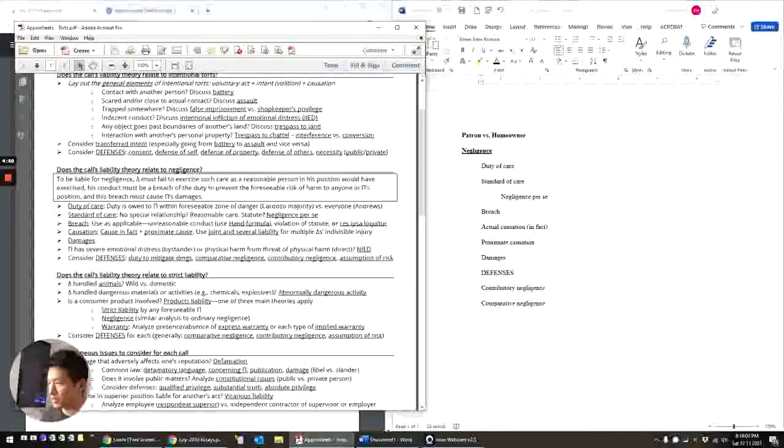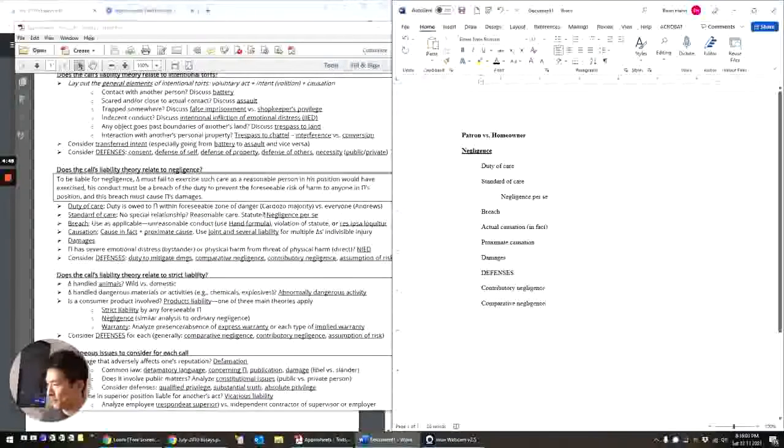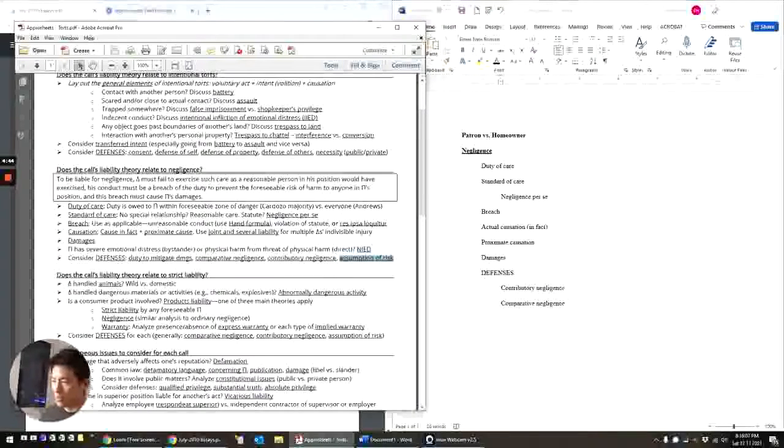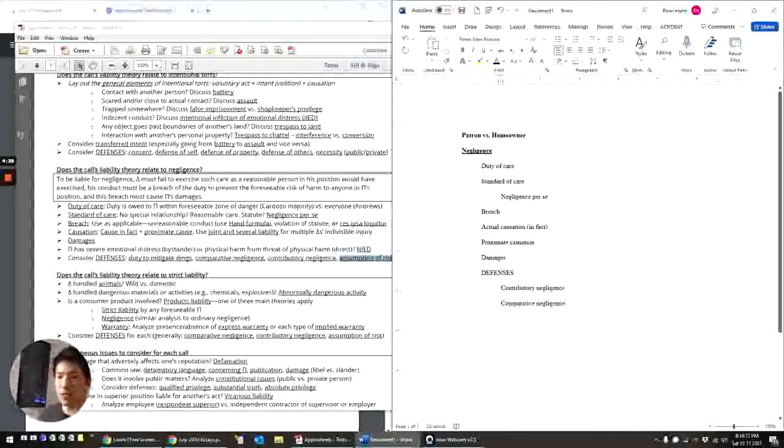So comparative negligence and contributory negligence, these could be flagged. Assumption of risk: did the patron assume a risk by going out at midnight? I think the rules say we need some sort of awareness, like we have to explicitly know what the risk is and then do it regardless. So you could raise it if you have the time, but let's just mark it as optional. I put them in brackets, optional defense.